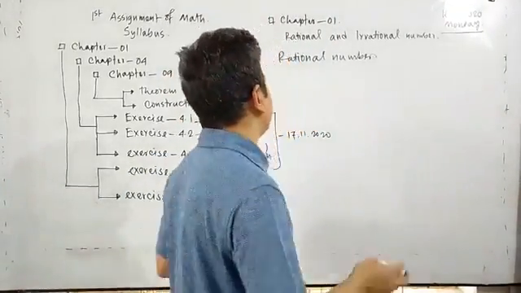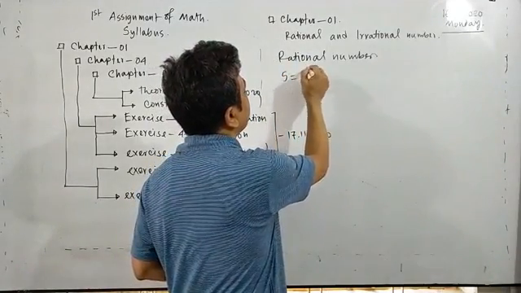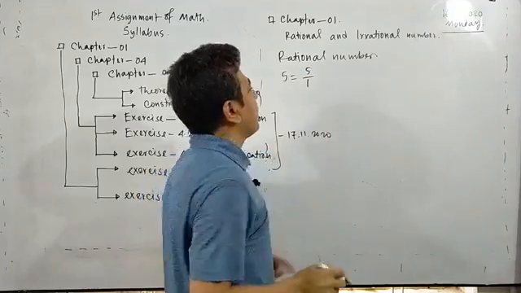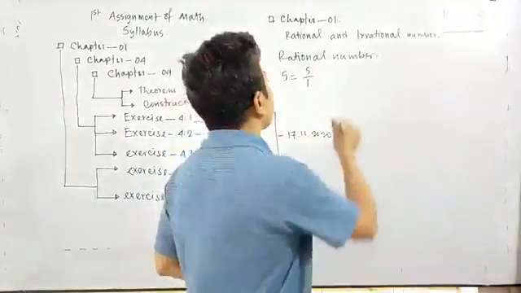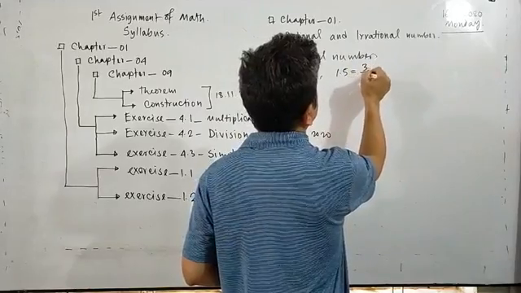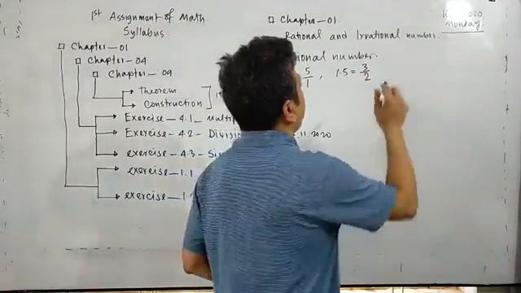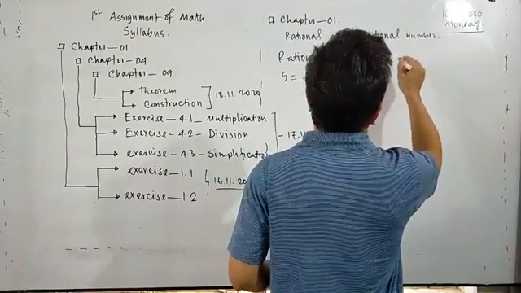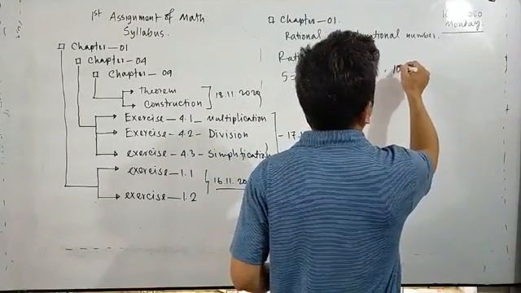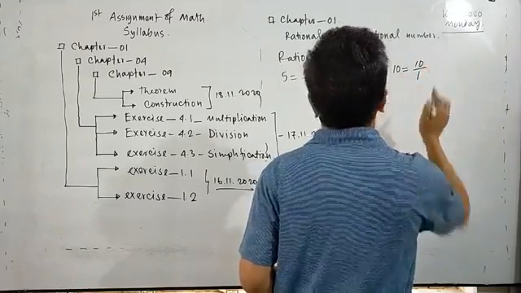Look at that here. For example, here is 5. We can write 5 divided by 1, so it is a fraction. For example, we can write 1.5 as 3 divided by 2. So look at that, it is a fraction. And you can write any whole number like this, as a fraction.